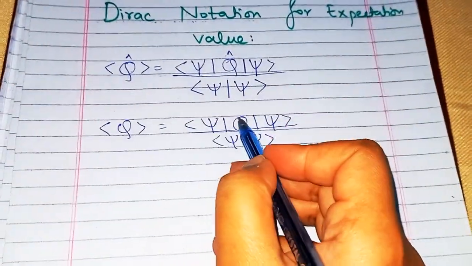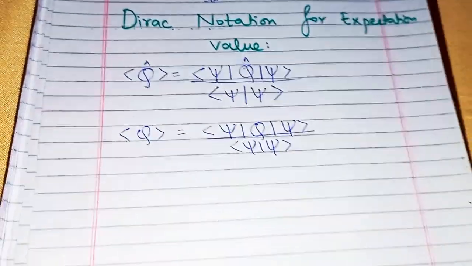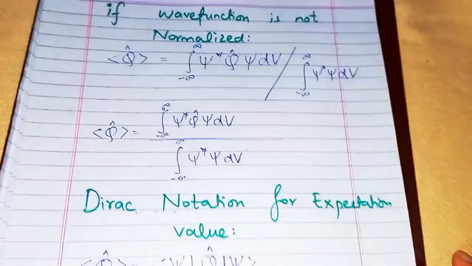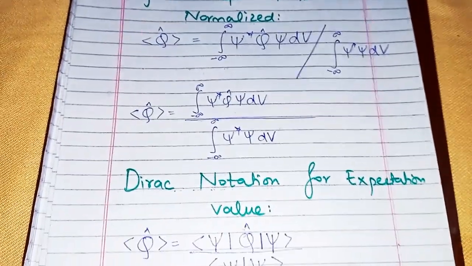Okay, you just have to remove the operator. Okay, that is it for the expectation value. Now let's see the next formula.